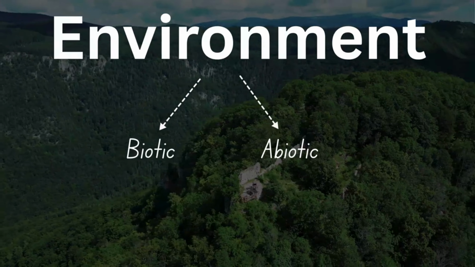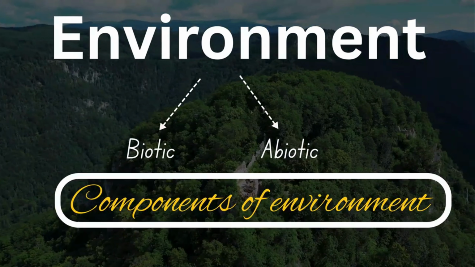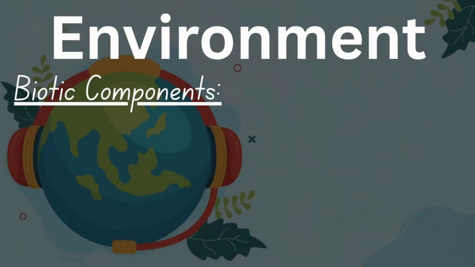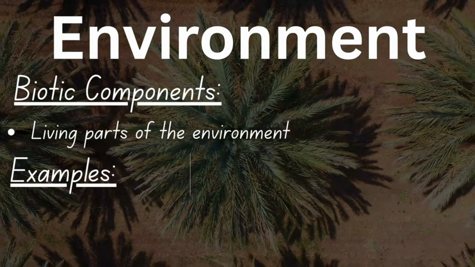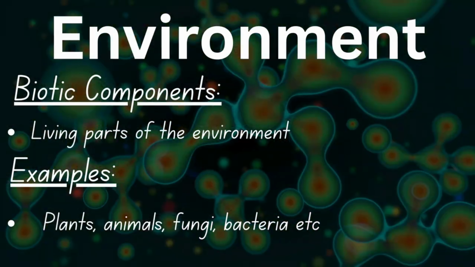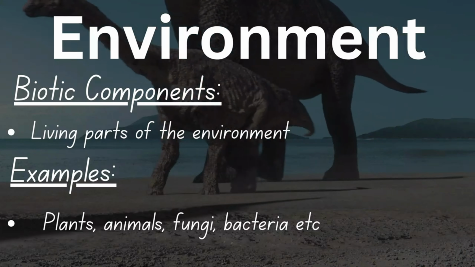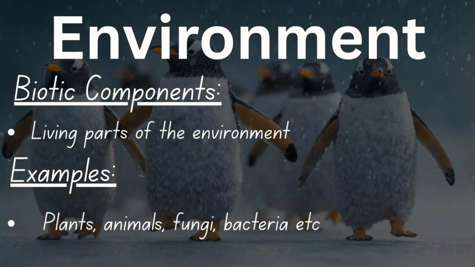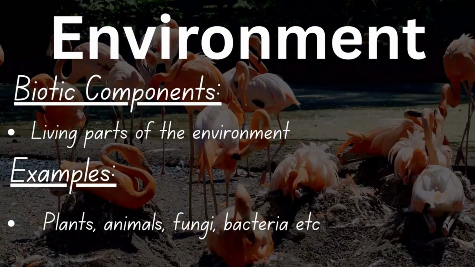Now, an ecosystem is made of two main components, biotic and abiotic. Let's discuss each of them in detail. First, biotic components. These are the living parts of the environment. Plants, animals, fungi, bacteria, every organism that is alive or was once alive falls under biotic components. They interact, compete, depend on each other, and form the living network of nature.